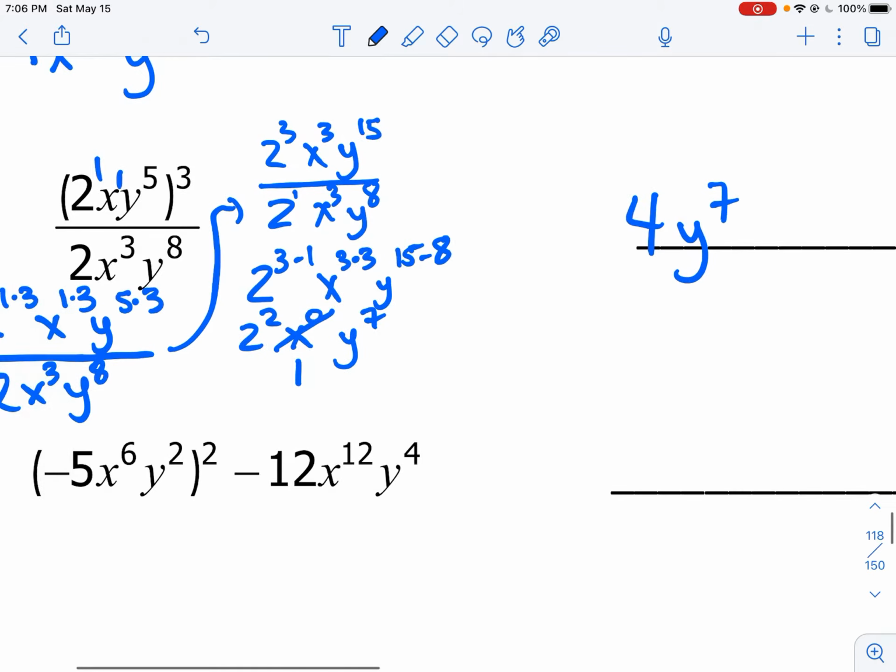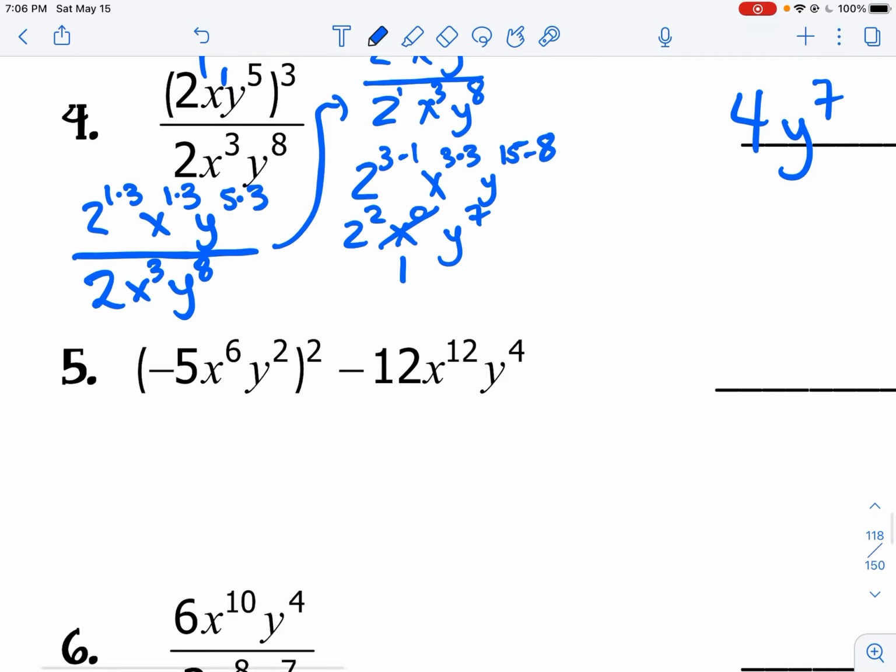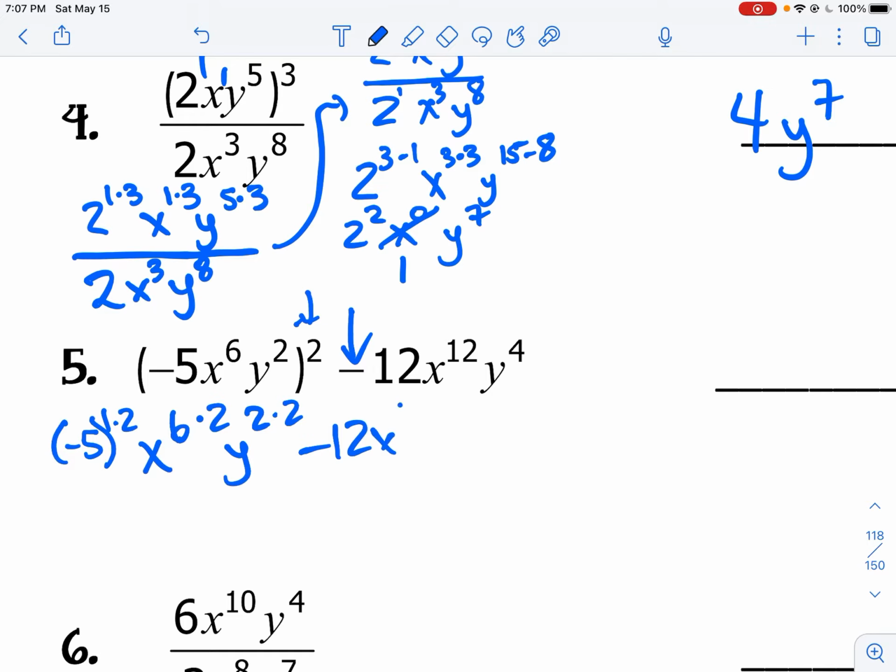Trying to make it smaller. It's having issues. Now some of you decided that this next problem was multiplication with a negative 12. Guys, this is a subtraction sign. It is not multiplication, it is subtraction. Now again, you can't do subtraction until you deal with this exponent right here. So I have negative 5 to the 1 times 2. I have x to the 6 times 2, y to the 2 times 2, and then I just write this other part down as is. There's nothing to do with it yet.